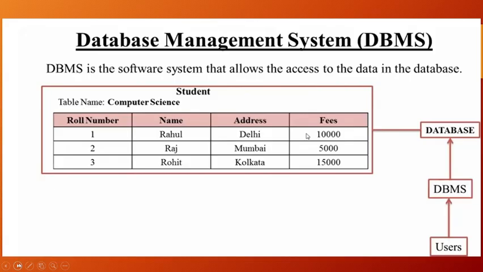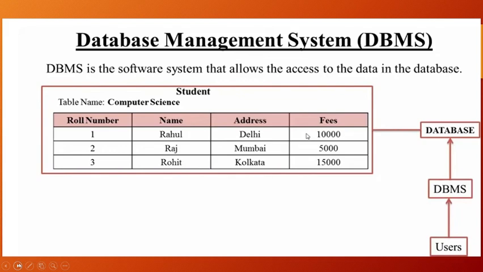And for each of these records, we have a primary key which uniquely identifies all the records in the table. So here in this example, in this computer science table, we have the roll number which uniquely identifies Rahul, Raj, and Rohit. Each of these records is identified by the unique roll number. Then we have one more very important key, that is the foreign key.